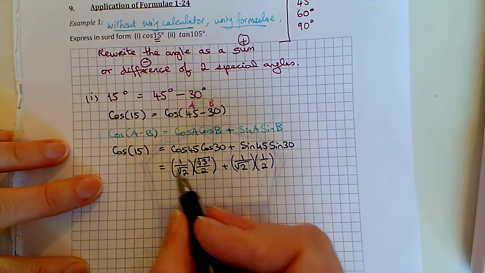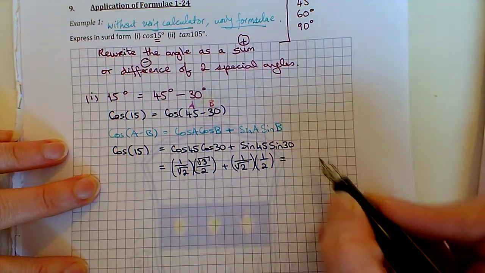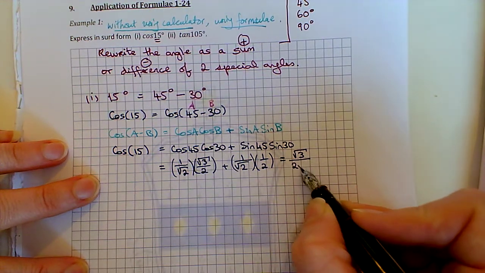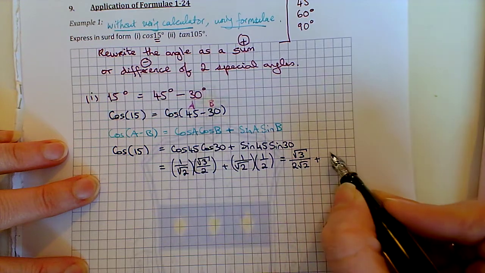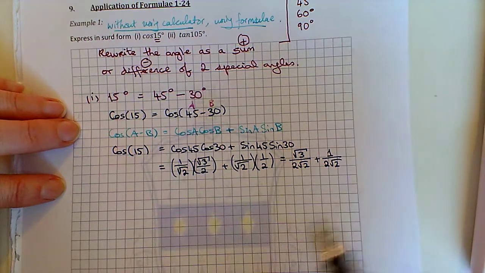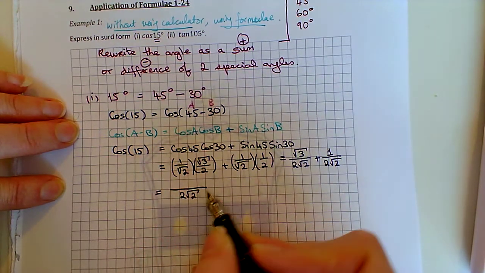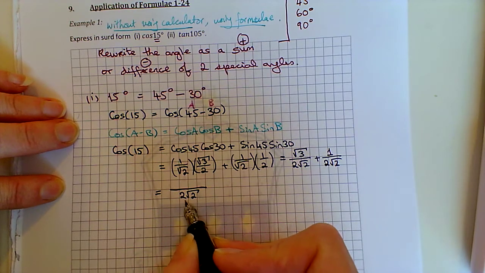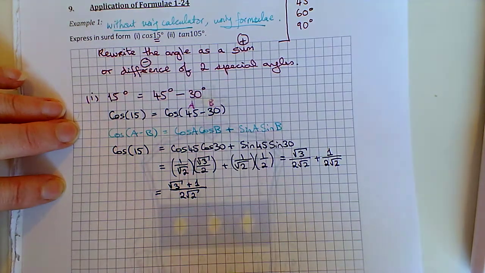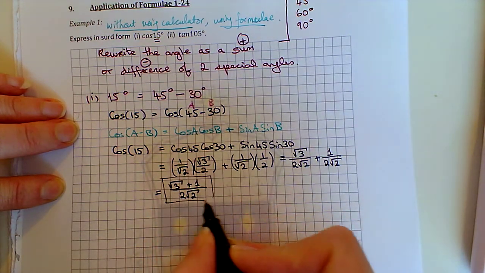And so I multiply my fractions top by top, bottom by bottom, and I get 1 times root 3 over 2 root 2 plus 1 times 1 over 2 root 2. And the denominators are the same. So I can write that as a single fraction over 2 root 2. And I've got root 3 plus 1 over 2 root 2. Now in trigonometry, they will accept that for full marks.